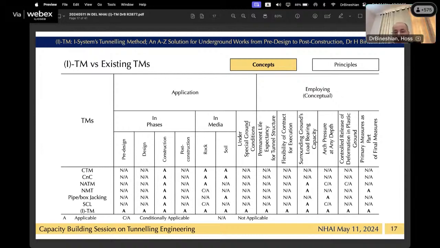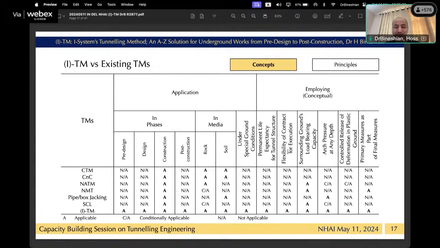Under a special condition, which means a very problematic condition like Himalayan tunneling, none of the tunneling methods are applicable except ITM. You may use other tunneling methods, but you will see how they fail. In today's session, with the case study I provide you, you will see what the difference is. Employing the concept of permanent life expectancy for the tunnel structure, the only tunneling method which considers this is the ITM.